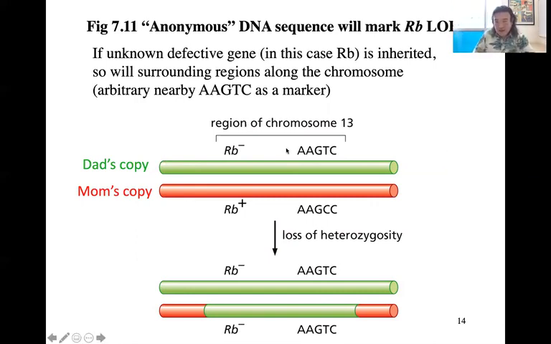But let's say you had chromosome 13, right? And let's say the retinoblastoma, the RB gene, is over here on the left, this region of it. And then you just have a random marker, this AAGTC, that is here in dad's copy, right? In mom's copy, maybe it's a polymorphic site. So this is AAGCC, right? So that way you can follow what's mom's copy and what's dad's copy.